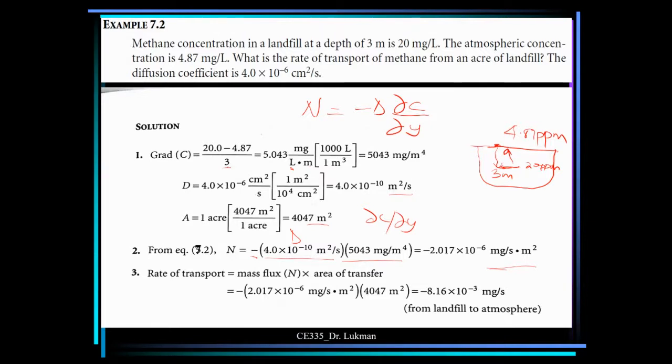So the atmosphere has a lower concentration of methane, hence there is a concentration gradient, and then there is movement of the contaminant from a region of higher concentration to a region of lower concentration. Is that clear?